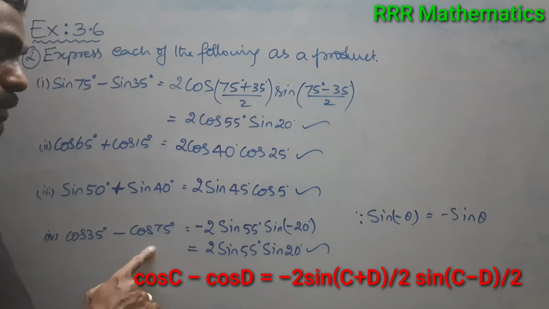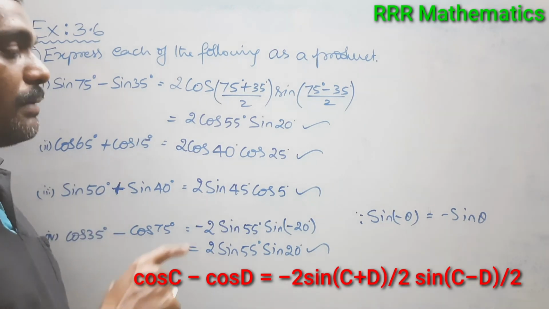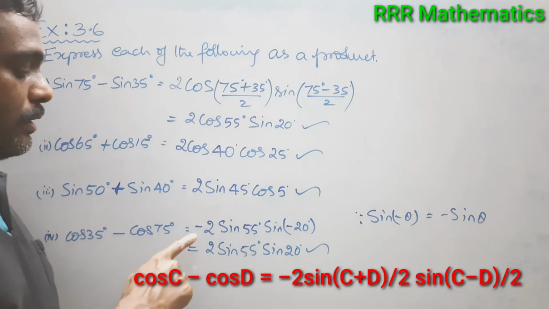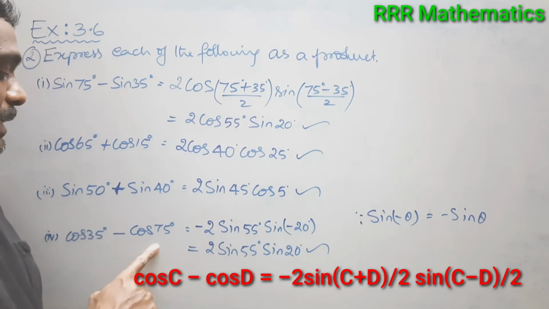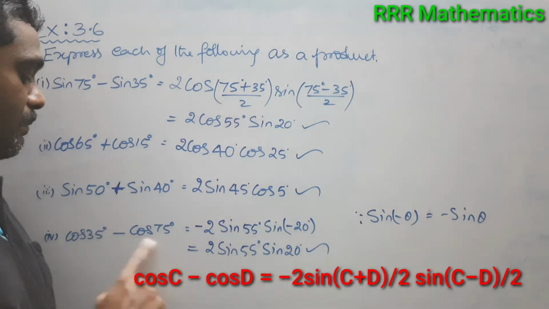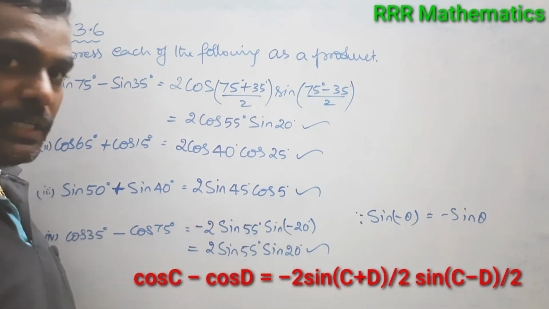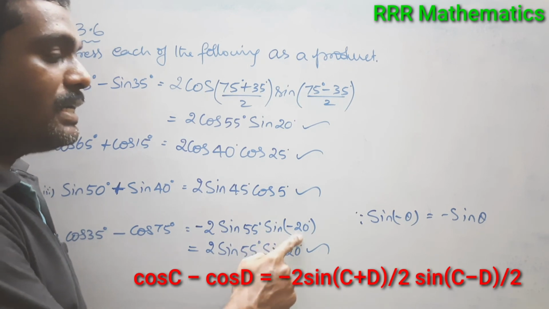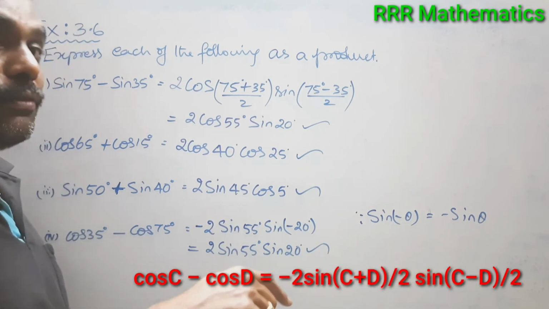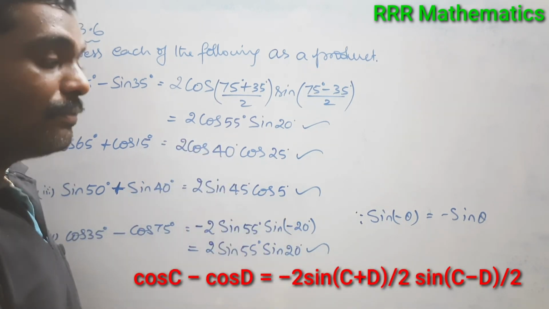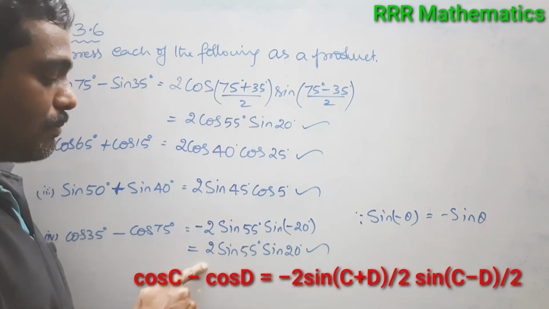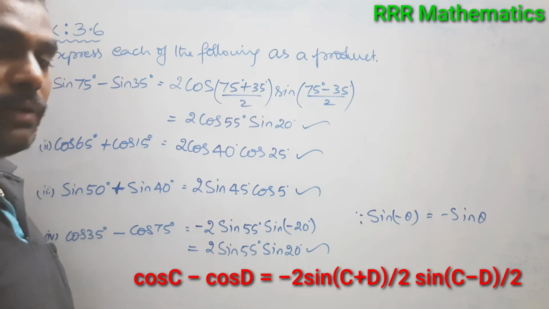This is in the form of cos C minus cos D, whose formula is minus 2 sin (C plus D) by 2 into sin (C minus D) by 2. When you add, 110 divided by 2 gives 55 degrees, into sin (C minus D) by 2. When you subtract, it gives minus 40 by 2, minus 20 degrees. Since sin of minus theta equals minus sin theta, because minus theta lies in the fourth quadrant where sin theta is negative, it will be minus sin 20. Minus into minus gives plus 2 sin 55 degrees sin 20 degrees. Got it?